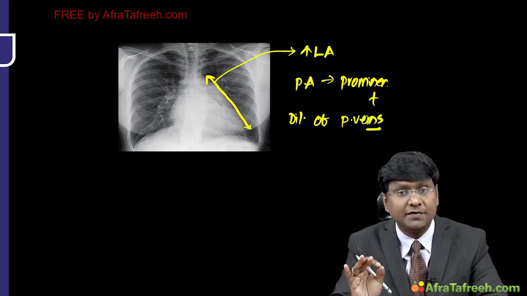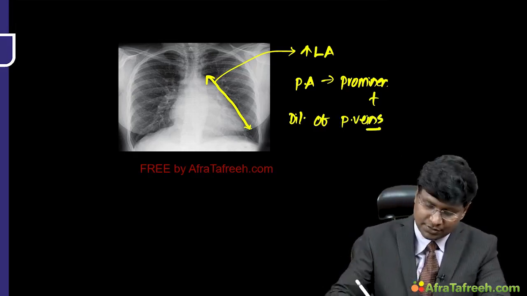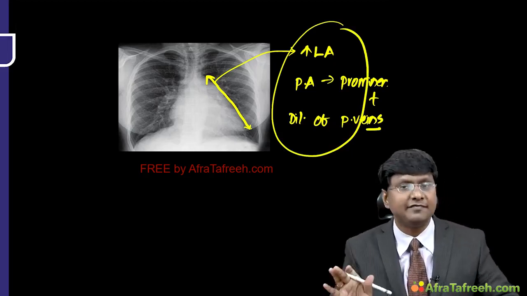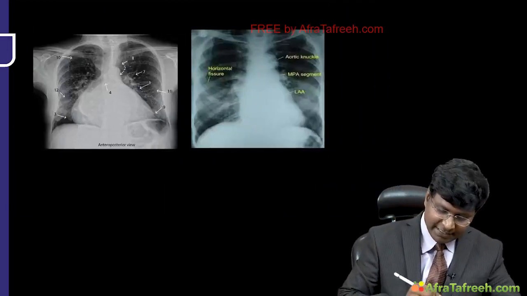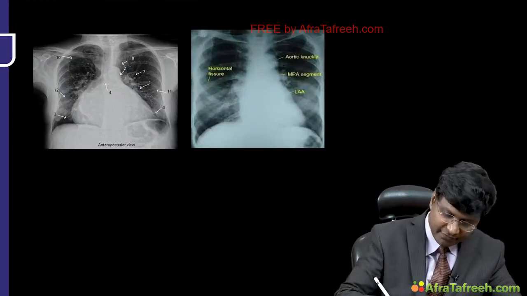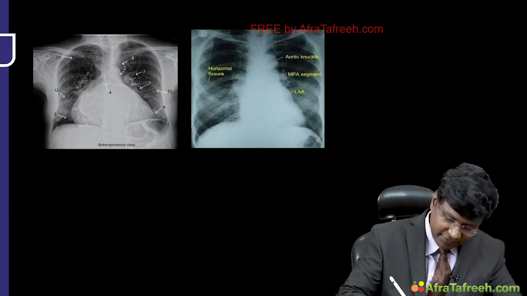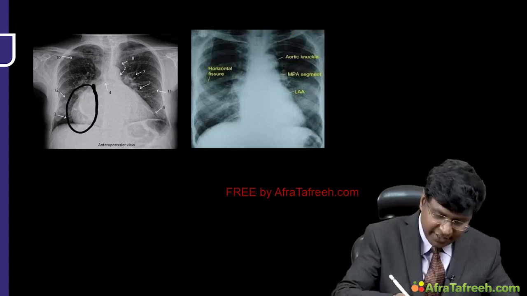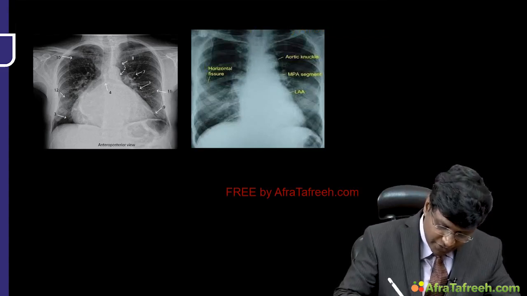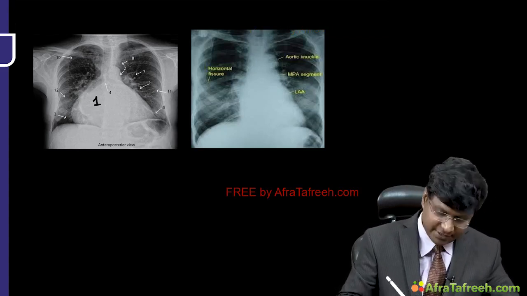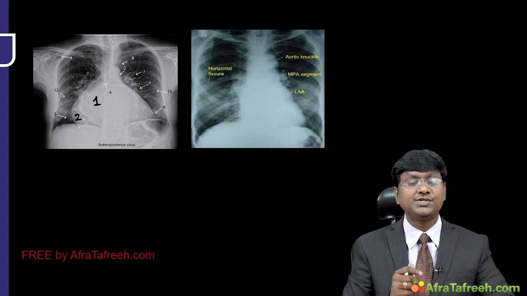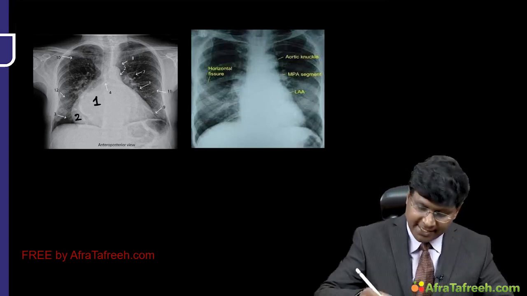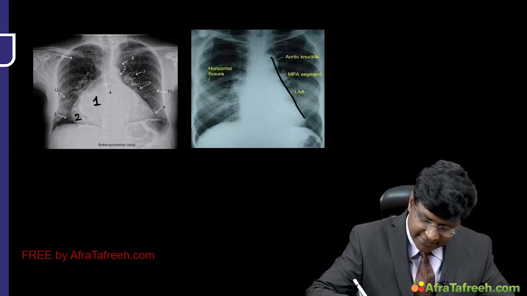Due to dilatation of the upper lobe pulmonary veins, all these will contribute to the straightening of the left heart border. Then, double density sign. You can observe very clearly that within the right parasternal area, you have two shadows. One shadow is left atrial enlargement, and the other shadow is the right atrial enlargement. This is what is called the double density sign. And you are having the straightening of the left heart border.